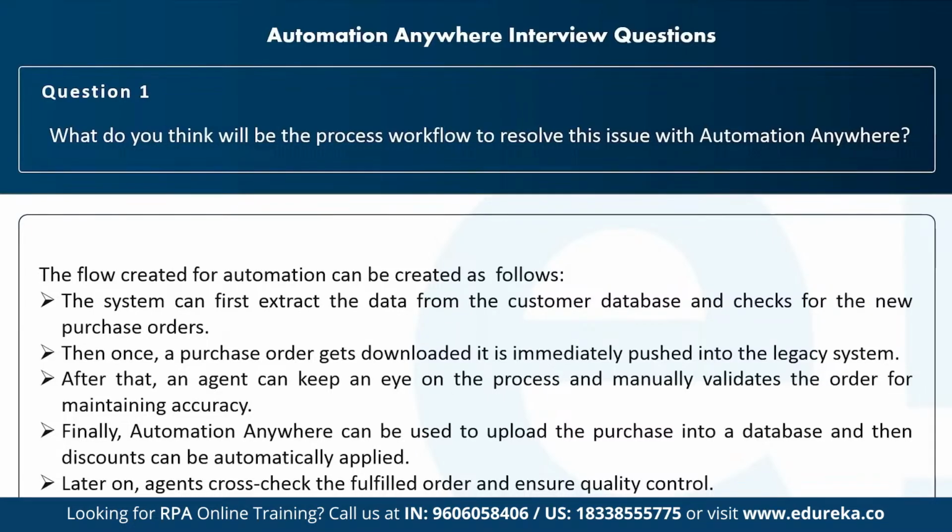And finally, Automation Anywhere can be used to upload the purchase into a database and then the discounts can be automatically applied. Later on, the agents can cross-check the fulfilled order and ensure quality control. So guys, this was the workflow that can be used to resolve this issue with Automation Anywhere.